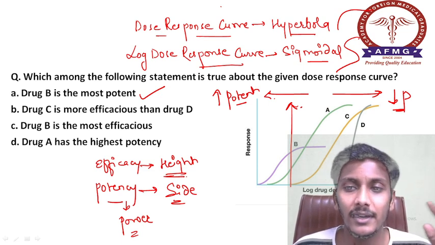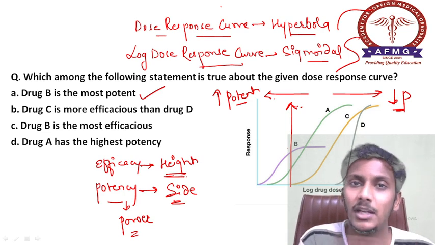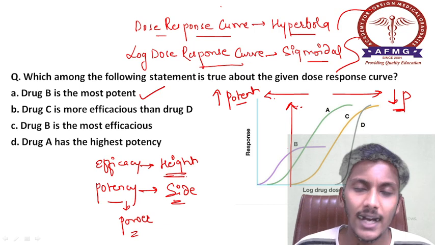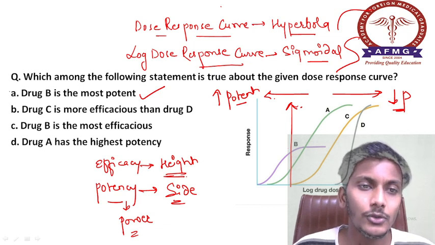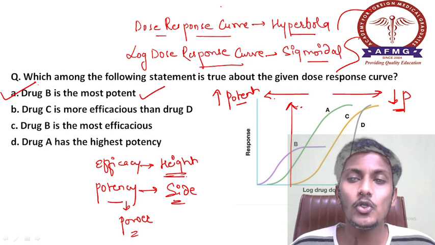Please remember drug A has the highest efficacy. Please remember it is not towards the extreme left, therefore it does not have the highest potency. Therefore the answer to this question is option A, that is drug B is the most potent drug.